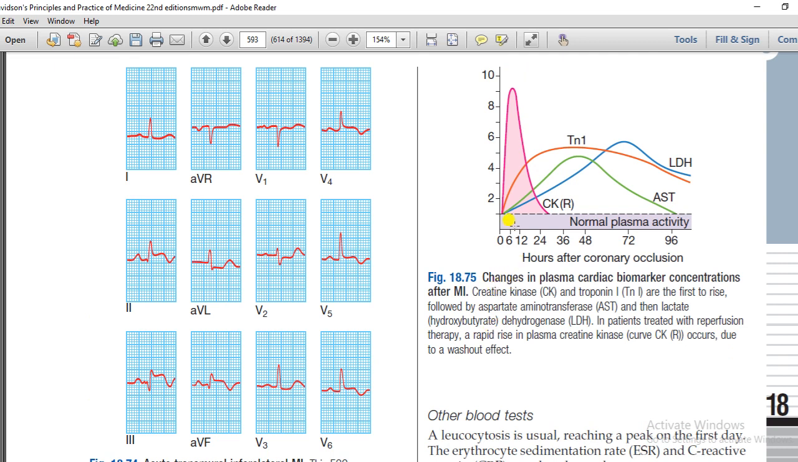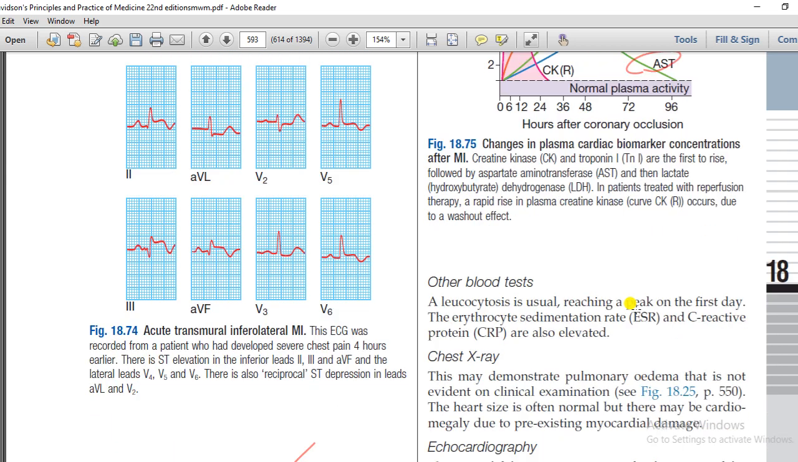So this is a figure in which we can demonstrate the various biochemical markers. This one is creatine kinase, and this is troponin I, the first to rise, followed by aspartate aminotransferase. This is aspartate aminotransferase, and then lactate dehydrogenase, at this point. In patients treated with reperfusion therapy, a rapid rise in plasma creatine kinase occurs due to the washout effect.